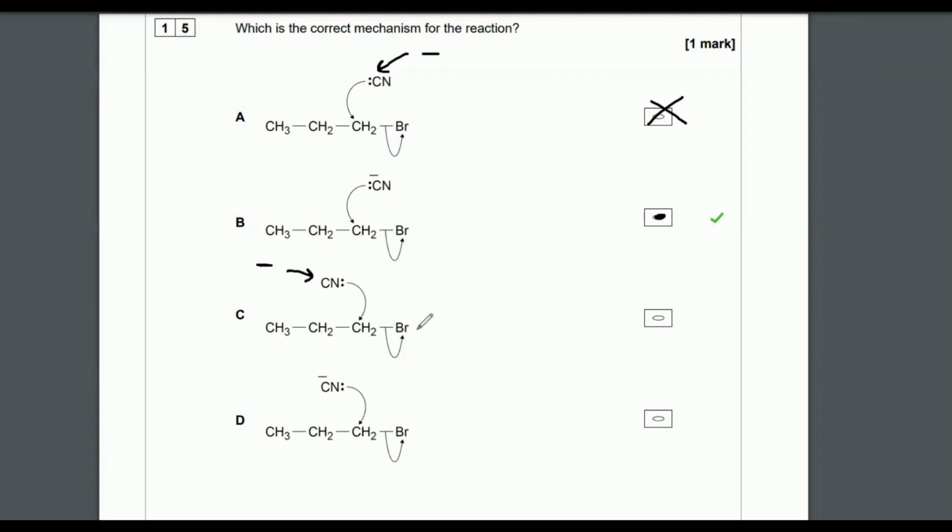Why is C incorrect? Once again, it's missing the negative, and then D's a little bit confusing, but basically they've put the lone pair on the end, so you could say, oh, they're not happy with that, and that could be our reason for D being the incorrect answer.